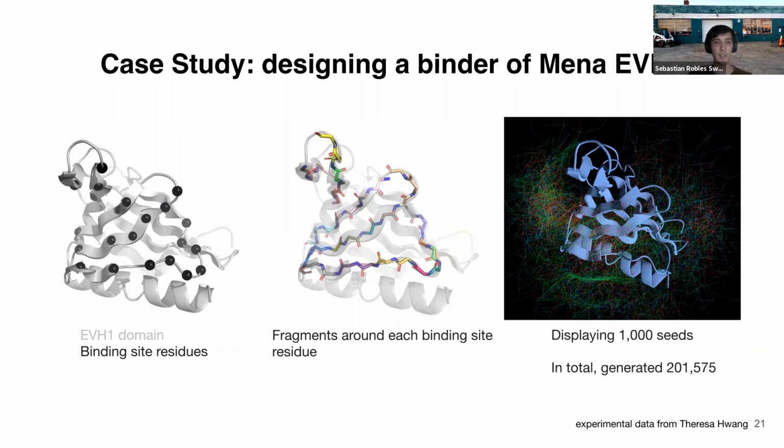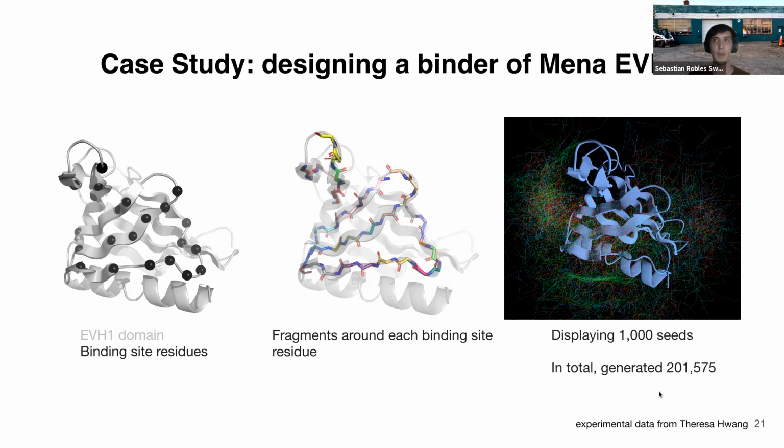Since our lab studies peptide interactions with the EVH1 domain, it made sense for me to consider this as a potential target for de novo designed binders. Recently, we characterized a binder of this domain, which is top secret, so I can't show you, but it binds in this binding site, which you can see defined by these black spheres. Those are the binding site residues. And in the middle, you can see the fragments defined around those binding site residues. So that gives you an extent of the range of the protein that I defined as the binding site.